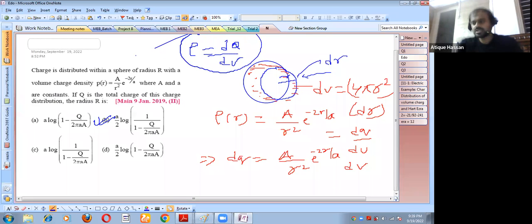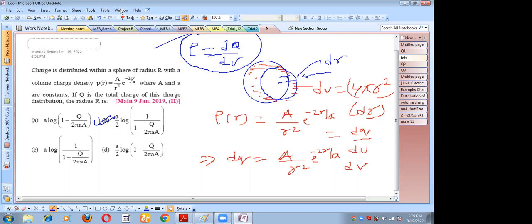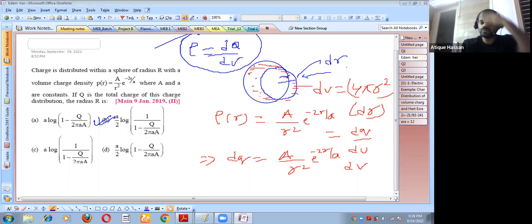Generally, a question based on charge distribution is not asked in JEE Main, but I found this question, so I thought to share it with both of you. So both of you understood this? Any doubt till now? You can ask. No, sir. All right. So this is how we should proceed for charge distribution.